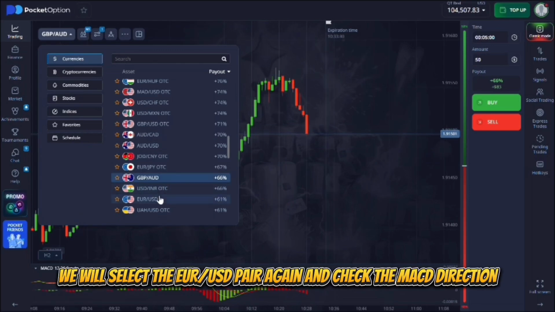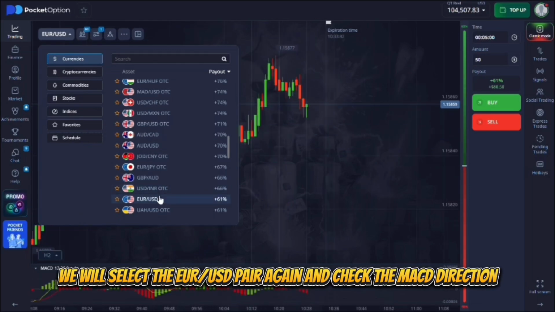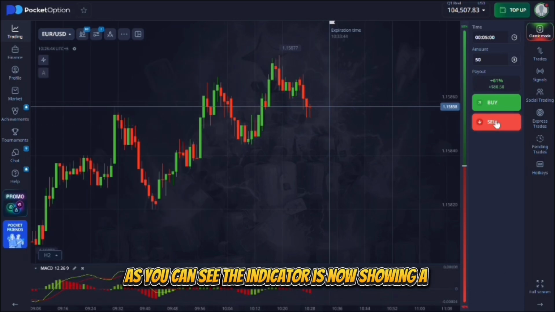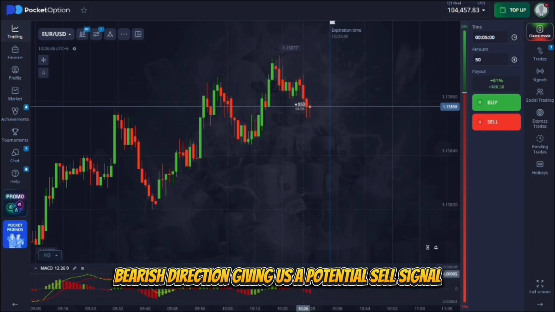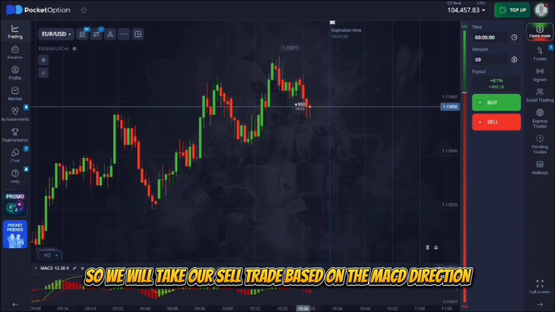We will select the EUR-USD pair again and check the MACD direction. As you can see, the indicator is now showing a bearish direction, giving us a potential sell signal. So we will take our sell trade based on the MACD direction.